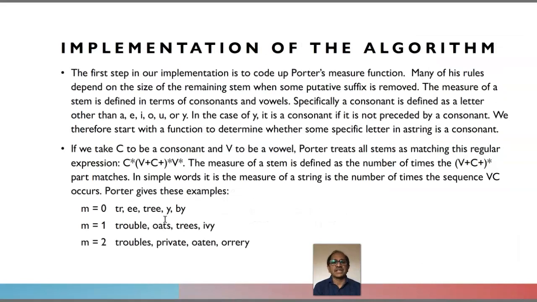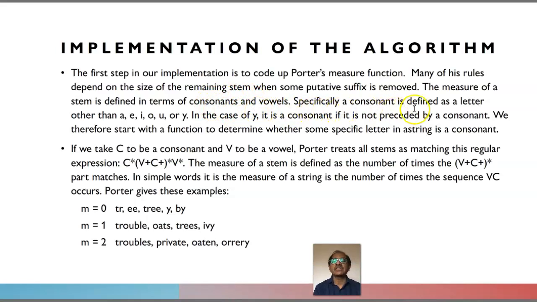How do we implement this algorithm? The first step to implement is to code up Porter's measure function. The measure function is very important in Porter's algorithm. Many of Porter's rules depend on the size of the remaining stem when some putative suffix is removed. Once the suffix is removed, there is a stem. What is the size of the stem? What is the length? So the measure of a stem is defined in terms of consonants and vowels. How do we measure the stem? We measure it in terms of consonants and vowels. How many vowels are there? How many consonants are there? What follows what? Right? That is important.